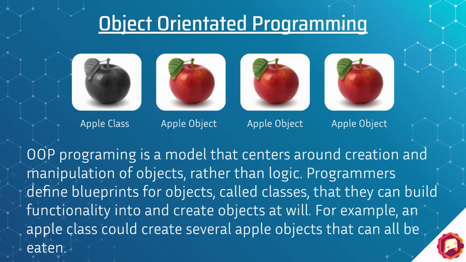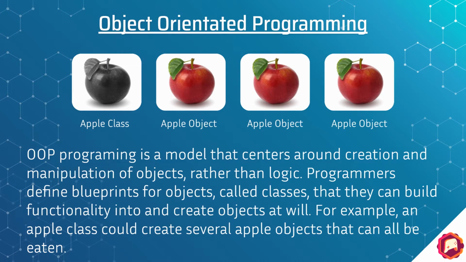Object-oriented programming is a model that centers around creation and manipulation of objects rather than logic. By objects, I mean instances of a blueprint that outlines attributes and behaviors. Programmers define these blueprints for objects called classes that they can build functionality into and create objects at will. For example, an apple class could create several apple objects that can all be eaten. After the class is created, programmers can then create and individually use multiple instances or objects of that class.